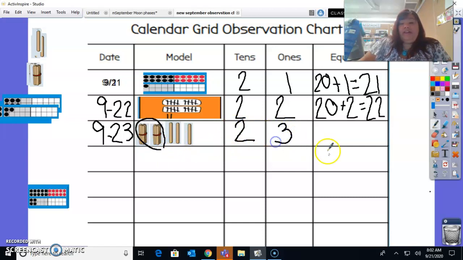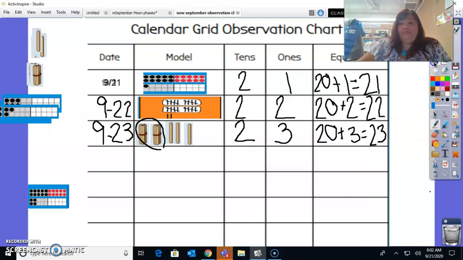All right, I bet you already know the equation. Write it. Good job. Did you say 20 plus 3? And that equals 23. Excellent job, friends.